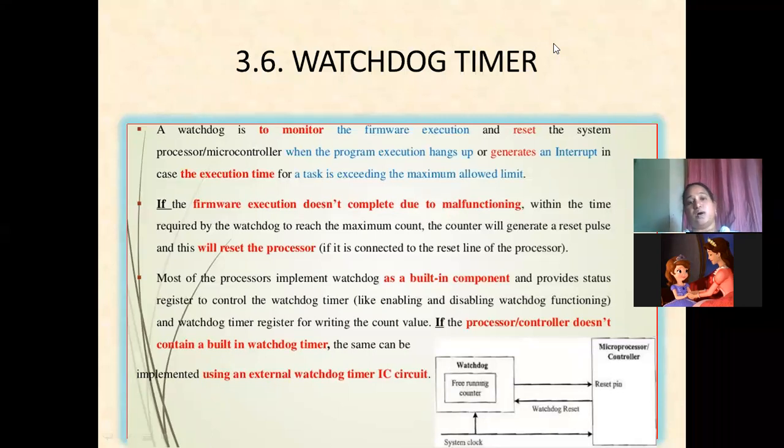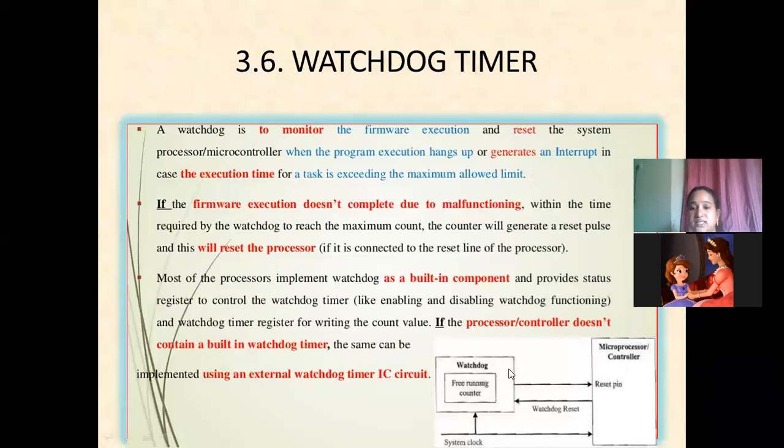Okay, so it continuously monitors the execution of the firmware, and each instruction needs to be executed within the time allocated. If the execution time exceeds the maximum limit, meaning the processor can't complete the execution within the maximum time given, at that time it hangs up the program execution and generates the interrupt. How to generate the interrupt, you can see in this diagram here.